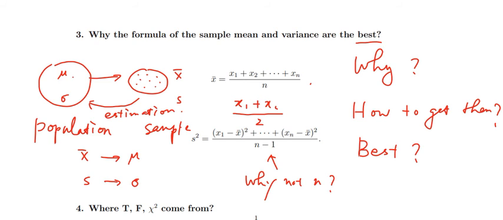So we want to explain what best means and why this is best. And in general, for a parameter like mu, how do we find the best estimate for this mu? We will discuss those things in mathematical statistics.